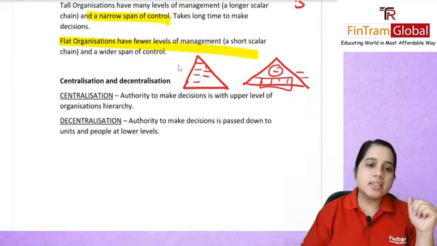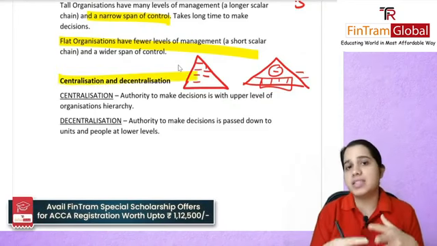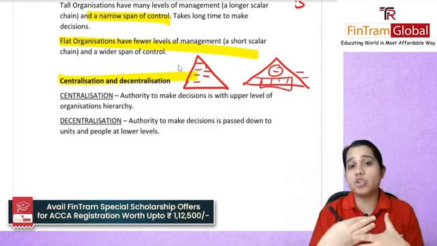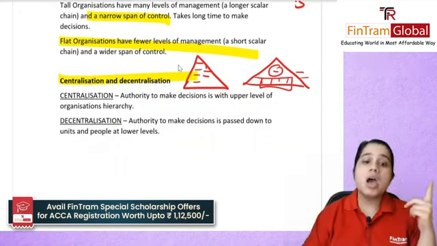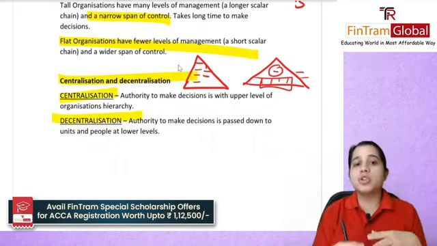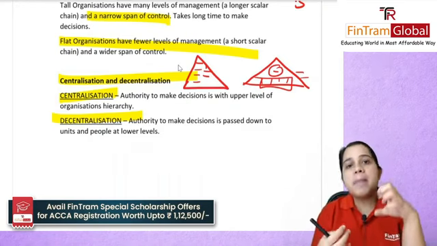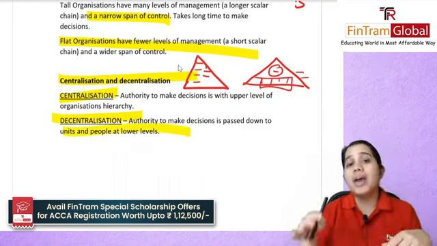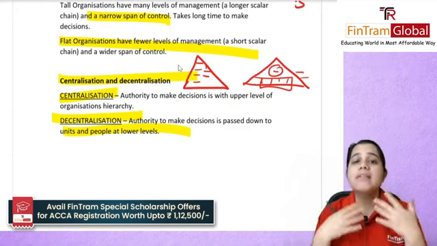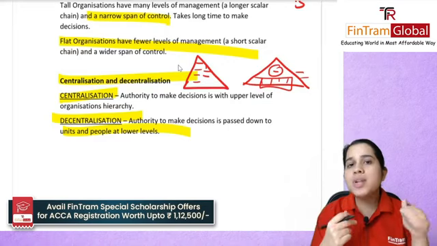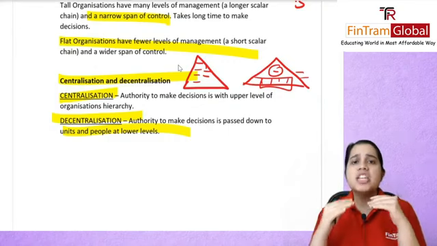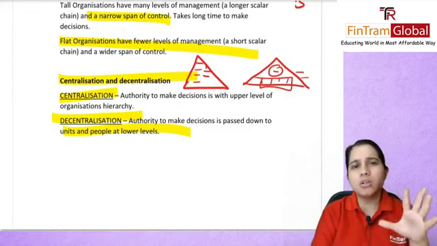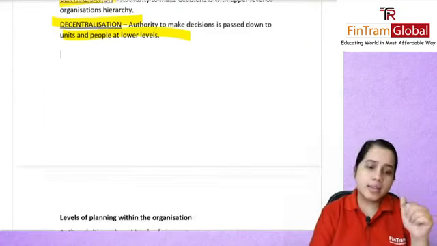Centralization and decentralization. What did we study here? That centralization is basically where the authority to make any decision lies with your upper level of management, that is, with your senior management. However, in a decentralized organization, this authority to make decisions is passed down to the units and people at the lower levels. People at even the operational level can make decisions. That will be known as decentralization. The benefit is, of course, if you decentralize, then your senior management can focus only on the main strategic things and the overall whole picture, and they don't have to see the day-to-day problems that are arising.